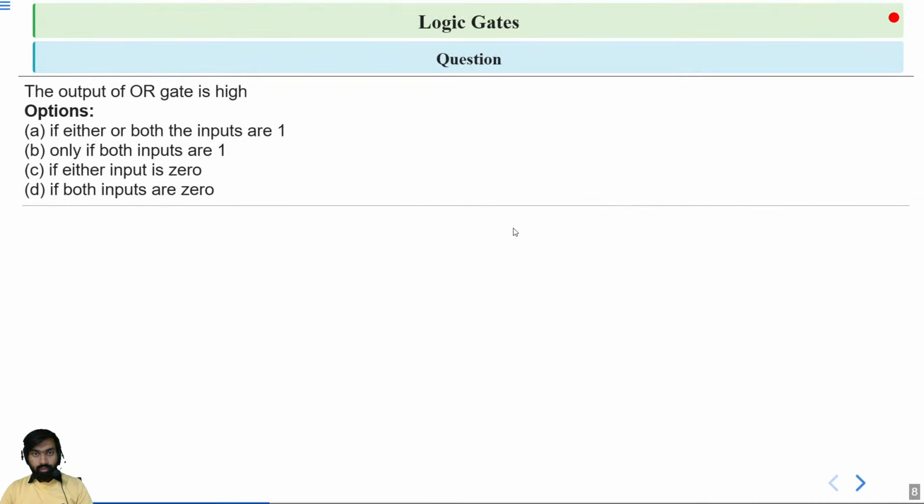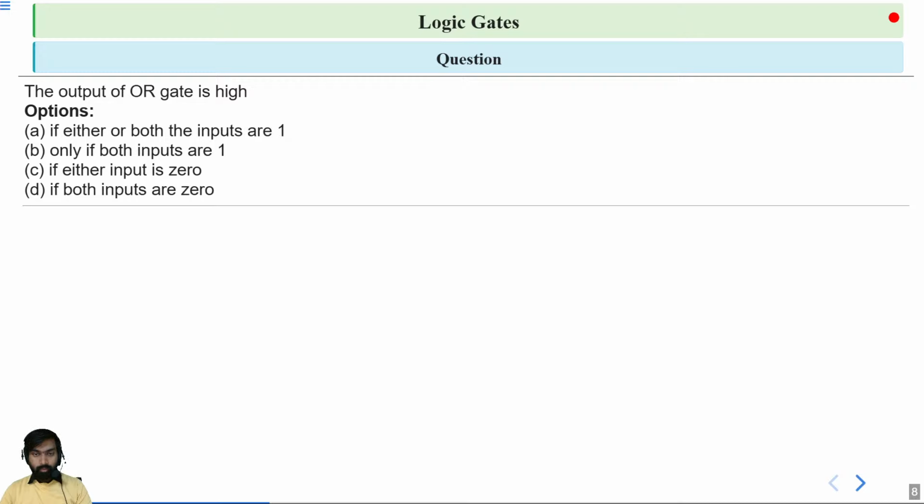Next question. The output of an OR gate is high. So the question is about an OR gate. It says that the output of an OR gate is high. You need to find out which condition makes the output high. So the options give different conditions for the inputs. You have to choose the correct condition that makes the OR gate output high.